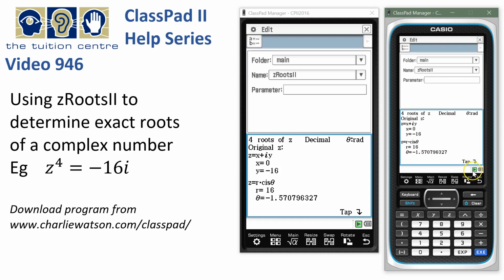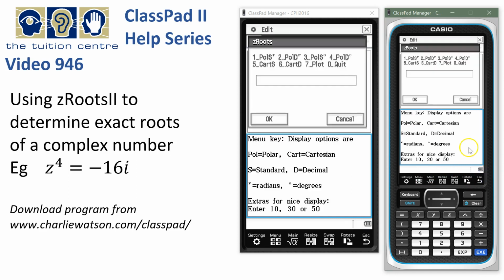Now watch out for that. Some of the options, if there are a lot of solutions, it stops and you've got to tap the little green fella here to get onto the next screen. But here we go. So we've got 7 options up here, but there's a couple of bonus ones, 10, 30, and 50. But let's go through them.